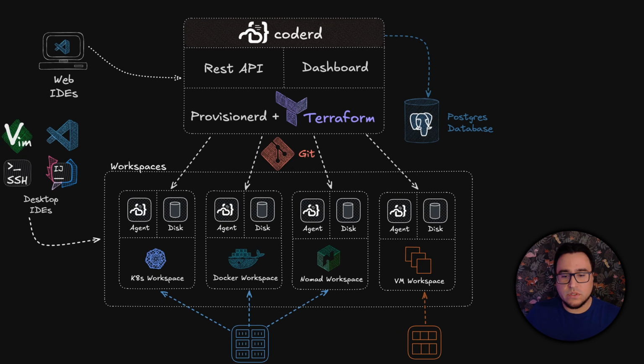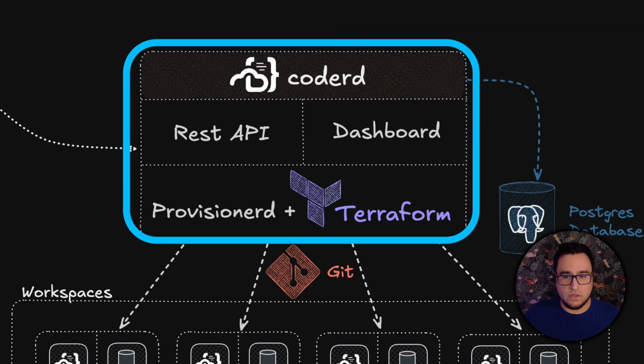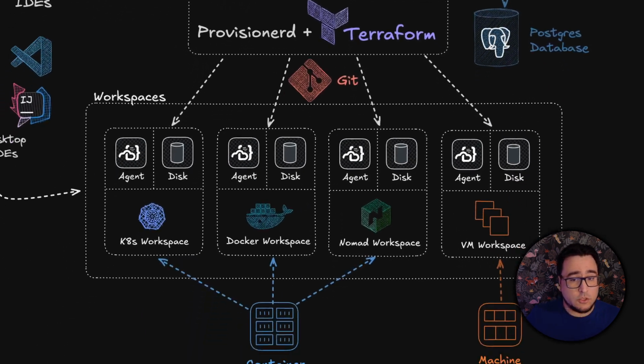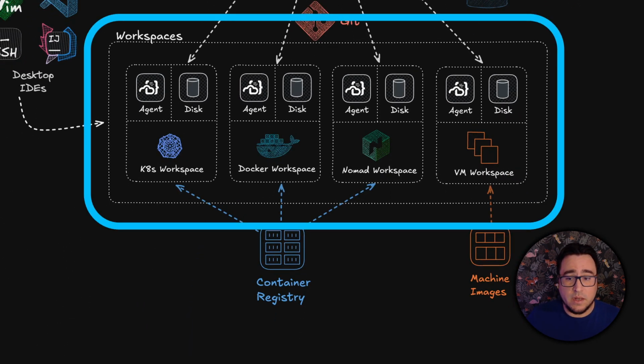So here we have coderd, which is the Coder daemon service, which is an API that connects all the components of Coder, providing HTTP API, dashboard, UI, workspaces, and much more. We also have provisionerd, which is the provisioner daemon which orchestrates Terraform to create resources for the workspaces. We also have the workspace, which is a set of resources that can be VMs, Kubernetes clusters, Nomad jobs, Docker containers, or anything Terraform can create.